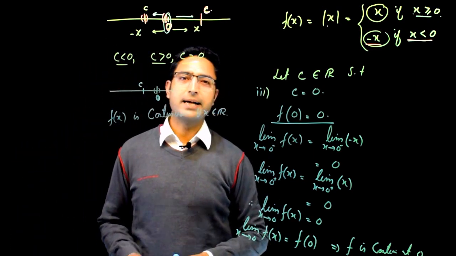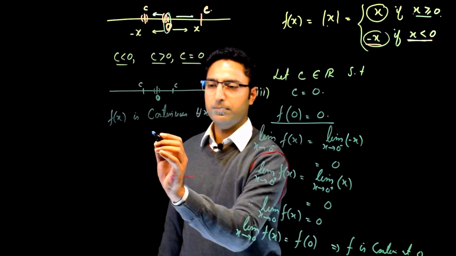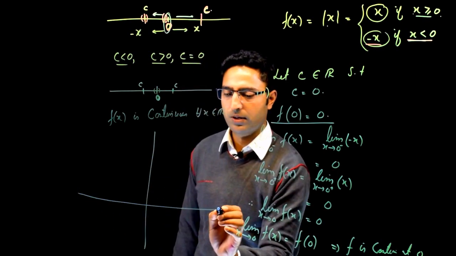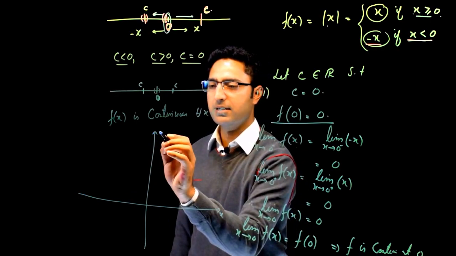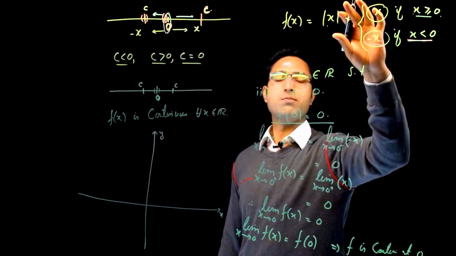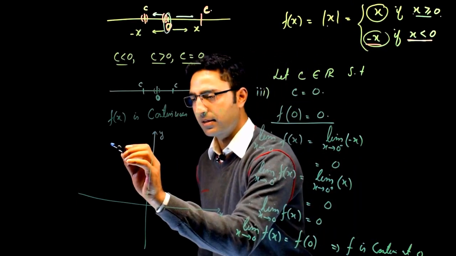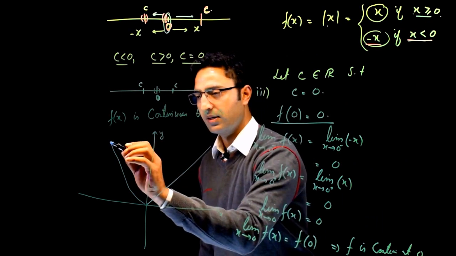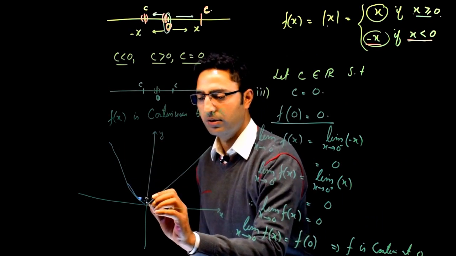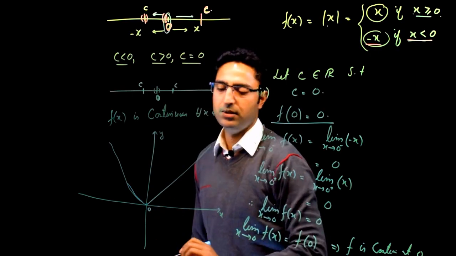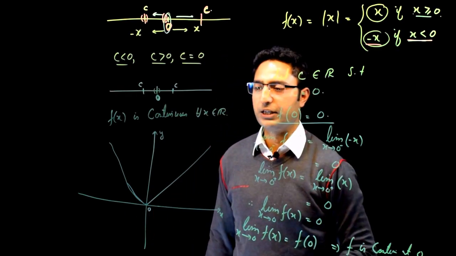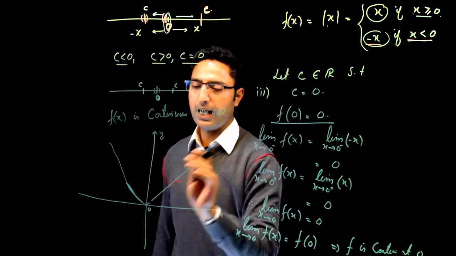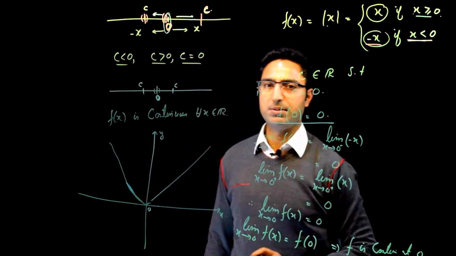If we look at the graph of f of x, then we can draw the coordinate axes here. Here is the x-axis, here the y-axis. If we look at the graph of this modulus function, its graph is like this, just V-shaped, which touches the x-axis at x equals 0. And we see that there is no jump or gap in the graph, and hence the graph is continuous.